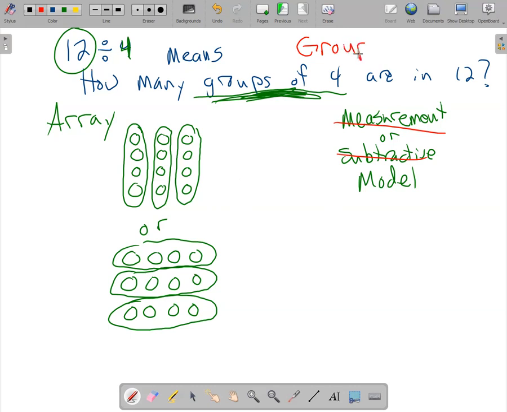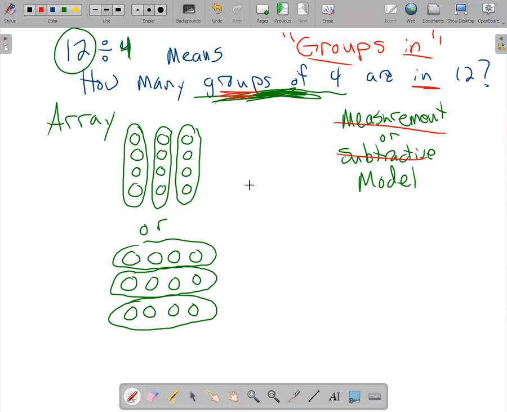Freaked me out there. Groups, I would call this the groups in model because we're looking for how many groups of 4 are in 12. So that's, in my opinion, a better name to call it for kids. And the measurement or subtractive model, that's for us adults to give it a more scientific name than groups in, right? But I would prefer to call this the groups in model because I'm trying to figure out how many groups of 4 are in 12.